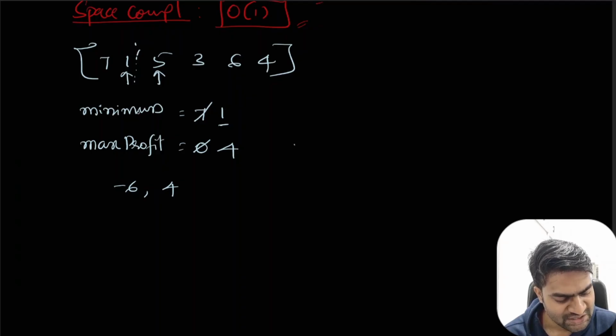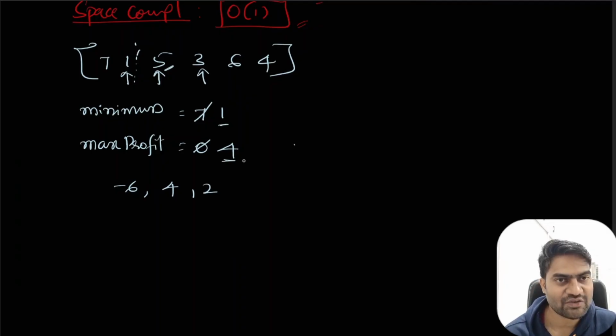But can you update this minimum value? 1 is still lower than this 5, so I cannot really update it. So I will move on. Now 3. If I sell it at 3, with my minimum value 1, I will have a profit of 2. But it is not greater than the max profit, so max profit won't be updated. I'll also check with the current minimum. 3 is greater than the minimum, so I cannot update the minimum value. You keep on updating both the minimum as well as the max profit values until you finish this array.